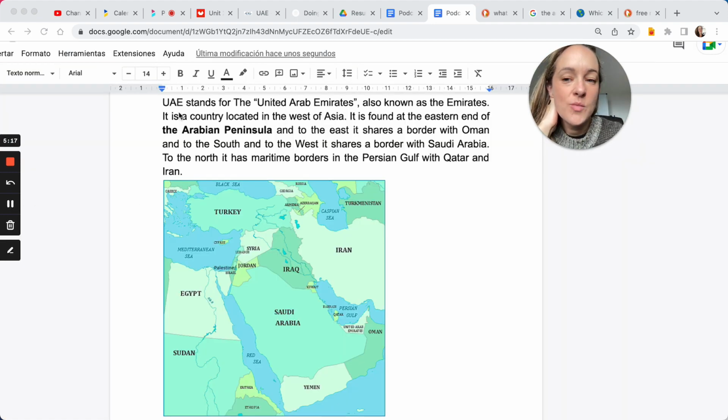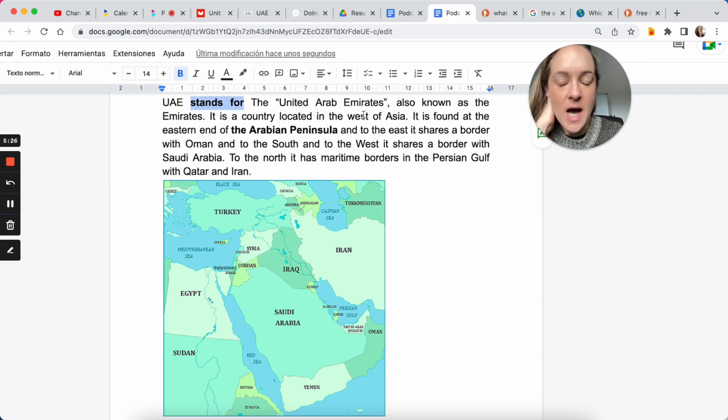So, as we have said, UAE stands for the United Arab Emirates, also known as the Emirates. There's a very good airline called Emirates. I have flown with them a couple of times and they are super, super professional. Altogether, it's a country.